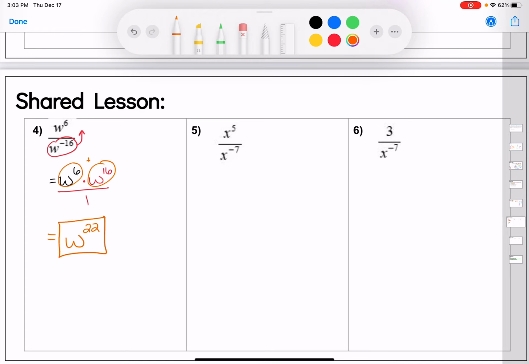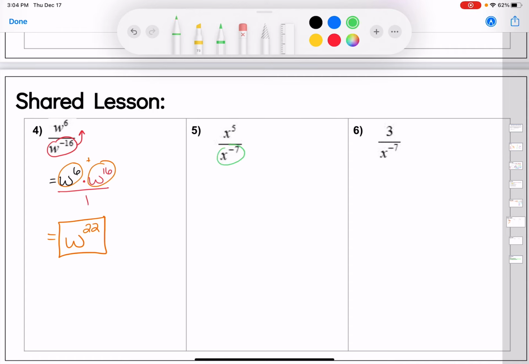So now if you think about it, if you just subtracted right away, you'd have to really watch those negatives. 6 minus negative 16 would give you w to the 22nd, but the odds you're going to get those negatives right are very slim. So I highly recommend that you move your negative exponents before you start trying to add or subtract when you're dealing with the ones in a fraction like that. So you practice number 5 now. Go for it.